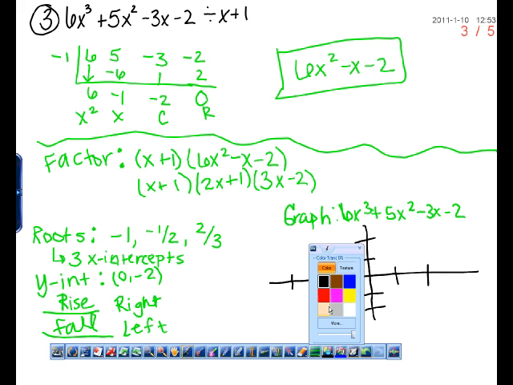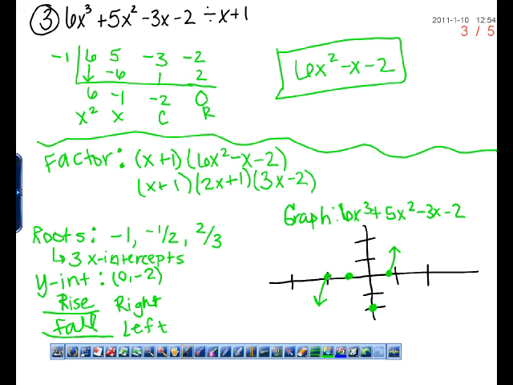So plot the points that we know. We have 0, -2 as my y-intercept. Then I have x-intercepts at -1, -1/2, and 2/3. What happens to the left? Falls. And what happens to the right? Rise. And then we just got to kind of figure out what happens in between.